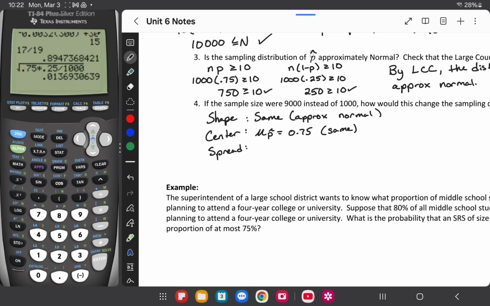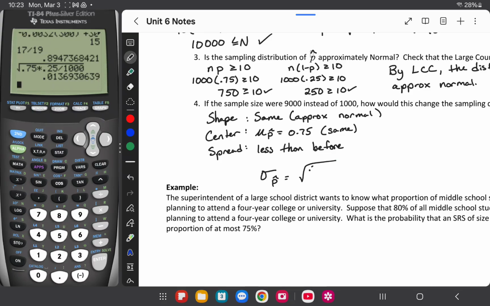So what is going to be different is the spread. And so obviously when we're thinking about spread, if we increase our sample size, then our spread should be less than before. Let's go ahead and just calculate that to be sure. First, let's make sure that with 9,000, if I check the 10% condition, is it reasonable to assume that there are 90,000 young adult internet users? I would still say yes, there are still plenty of 18 to 29-year-olds using the internet, so we shouldn't have any issues there. But let's go ahead and calculate our standard deviation for p hat now.